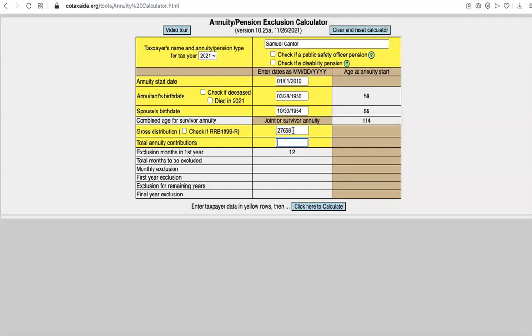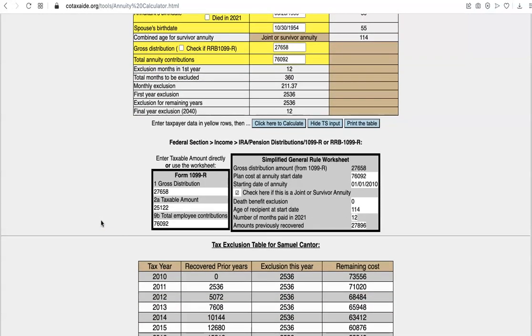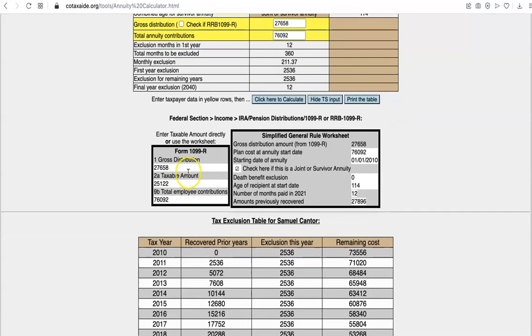And then total annuity contributions is our box 9B, total employee contributions, 76,092. All of these boxes here are grayed. We can't enter anything. We click here to calculate, and we have information that goes into box 2A, shows what goes into the 1099R, and here's a summary of worksheet.